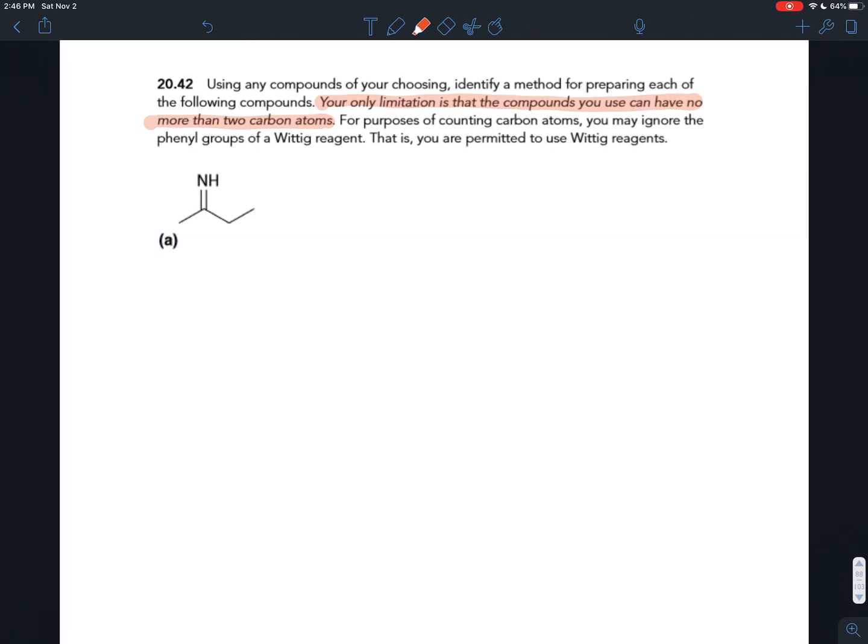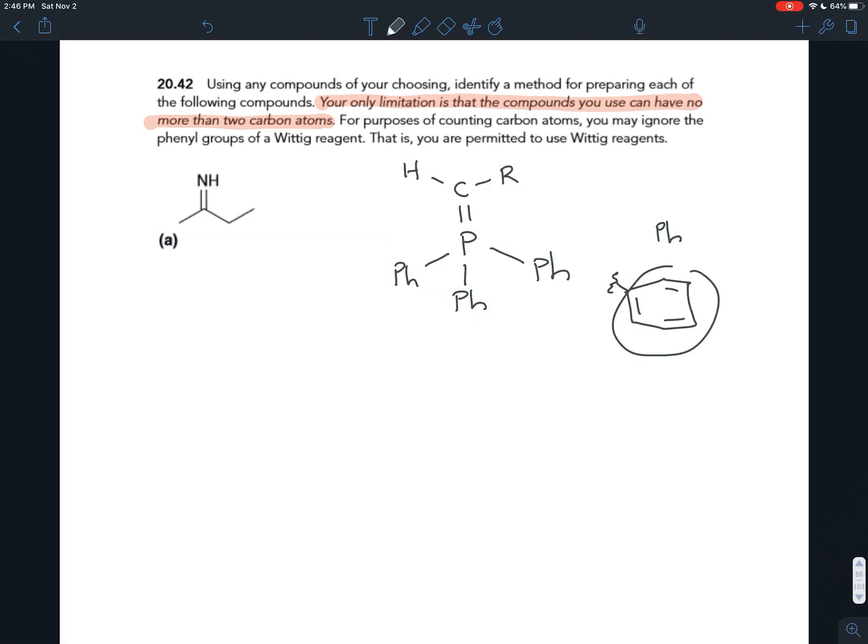It says, for purposes of counting carbons, you may ignore the phenyl groups of a Wittig reagent. Remember that in Wittig reagents you have a phosphorus double bonded to some carbon. It doesn't have to be a carbon with 2 hydrogens on it. It could have, for example, an R group on it. What they're talking about, though, are the phenyl groups. So you remember the phosphorus has those 3 phenyl branches. Each one of those is a benzene ring acting as a branch. So that's what the capital P lowercase h means. And there are 6 carbons in a benzene ring.